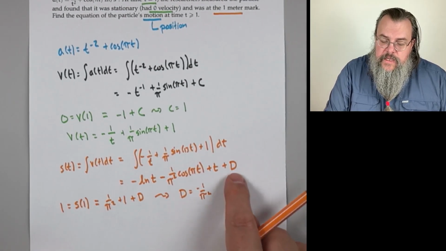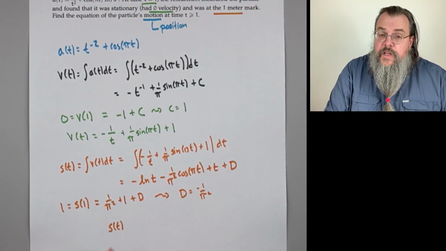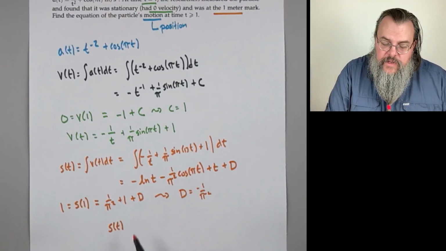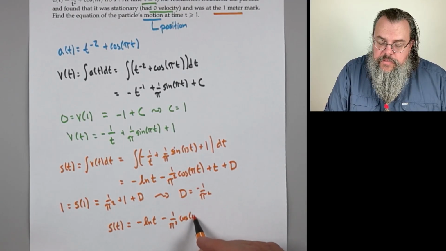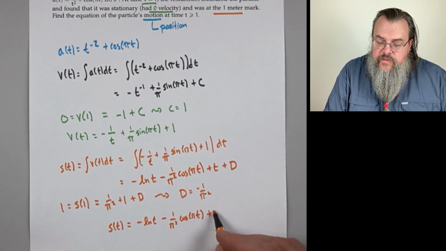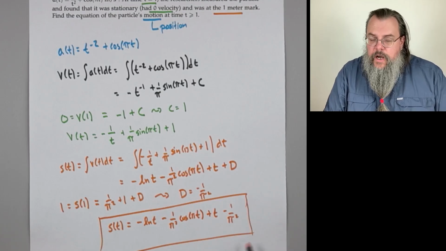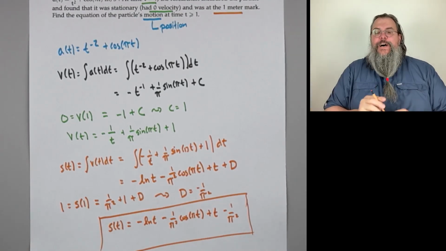So finally, we get that our position, which is telling us how the particle moves, because it gives us the location at any given time, is minus log of t minus 1 over pi squared cosine pi t plus t minus 1 over pi squared. And we're done.